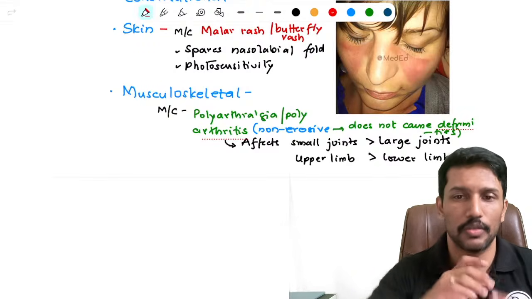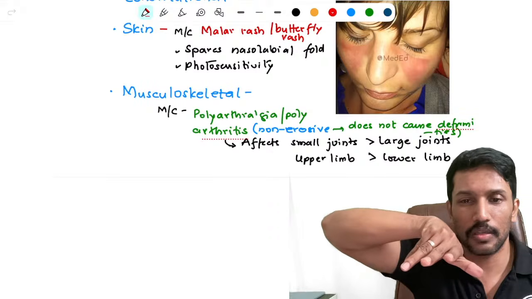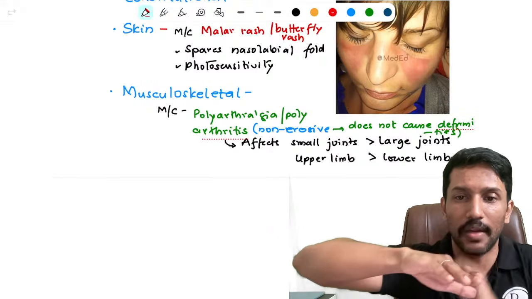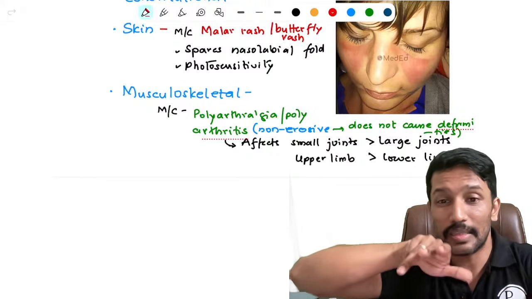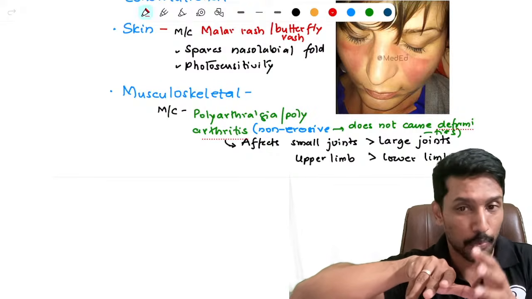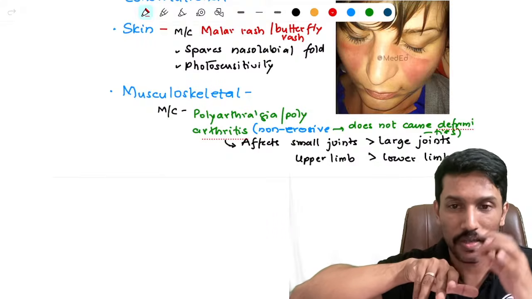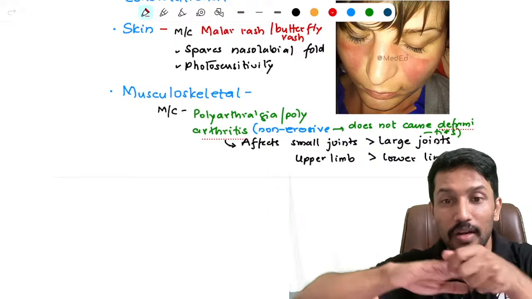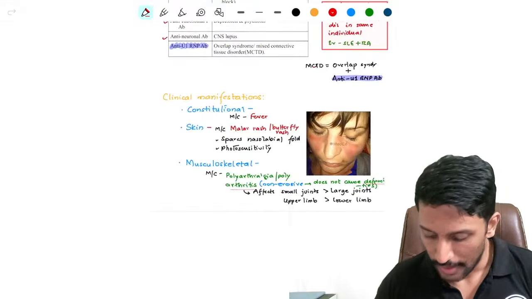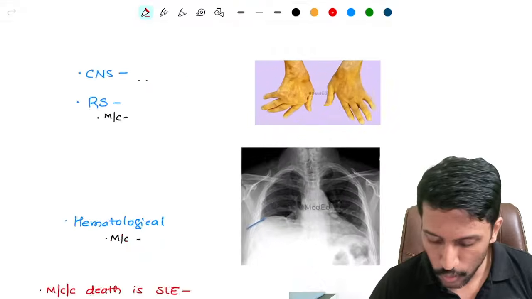But it is reducible. Like if I have this swan neck deformity in rheumatoid arthritis, can I reduce it back to normal? No. It's permanent, disfigured. But in SLE, sometimes you have these deformed appearances because of the weakness of surrounding soft tissues. The tendons, ligaments and all are weak, but you can reduce it back. And such deformity is called Jaccoud's arthropathy.